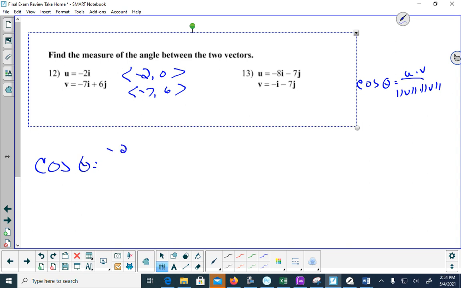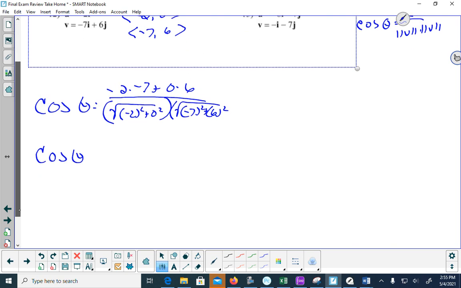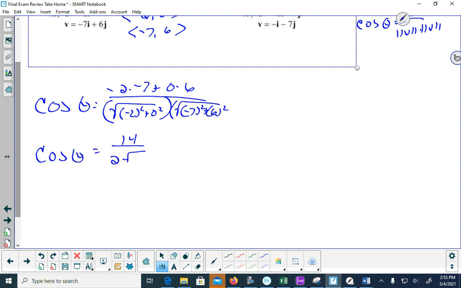So I'm going to do negative 2 times negative 7 plus 0 times 6 over the magnitude of U, which will be negative 2 squared plus 0 squared, which I guess I don't really have to write, but I did. And I'm going to multiply that by the square root of negative 7 squared plus 6 squared. And I'm still going to write cosine here. When I do this, my dot product is going to be 14. And then this will end up being 2 times the square root of 85.